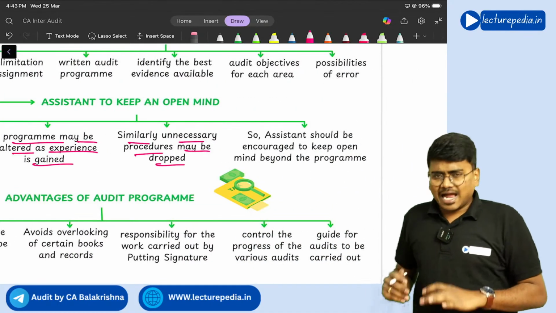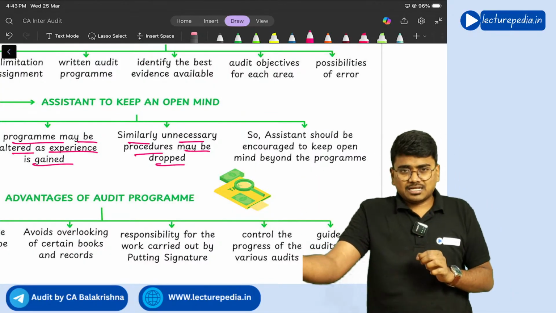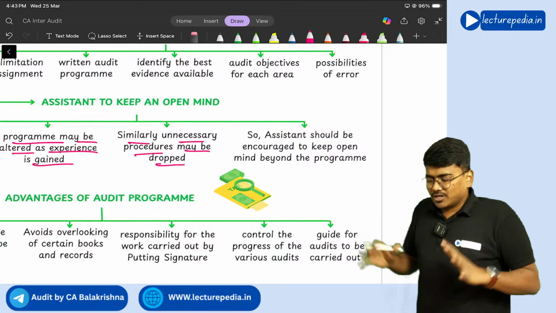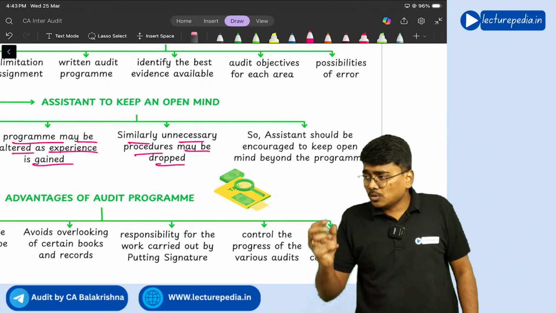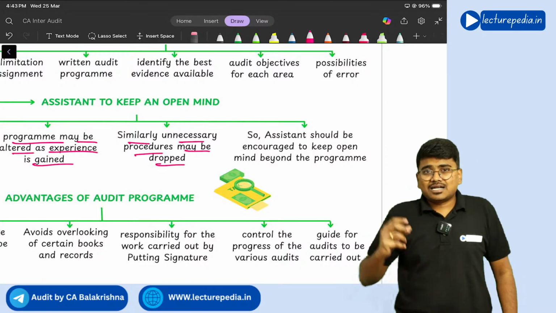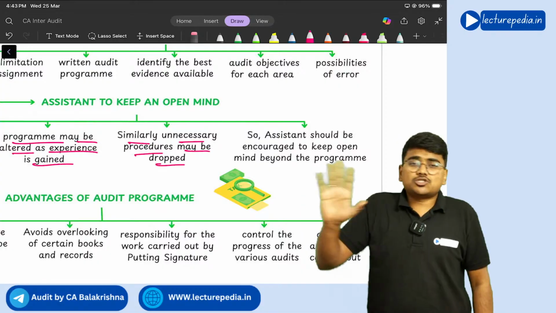Getting it? And when you give an audit program to a particular article assistant, let's say you have developed an audit program and gave that audit program to the article assistant. Now, you should not tell the article assistant to strictly stick on to this audit program.